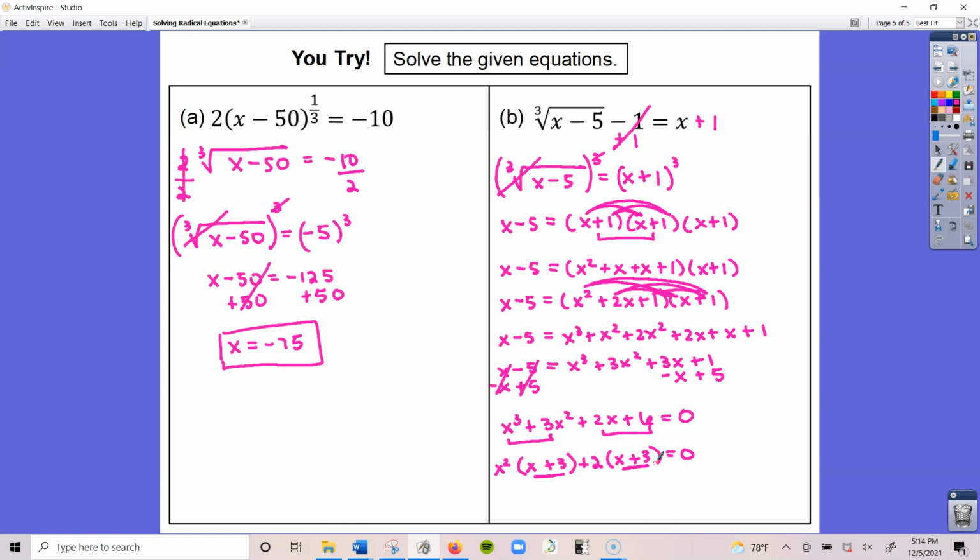So now for our factors. Essentially what we're doing is that this is one term and this is another. And both of these have an x plus 3 in common. So what is the same here, that's one of your factors, the x plus 3. And then what's left over, this is your other factor. So we got the x squared plus 2. Once we've factored, we have to set each individual factor equal to 0.